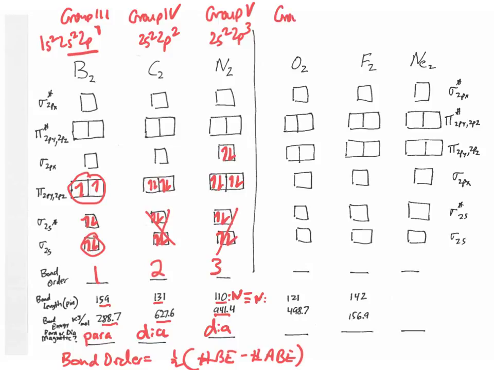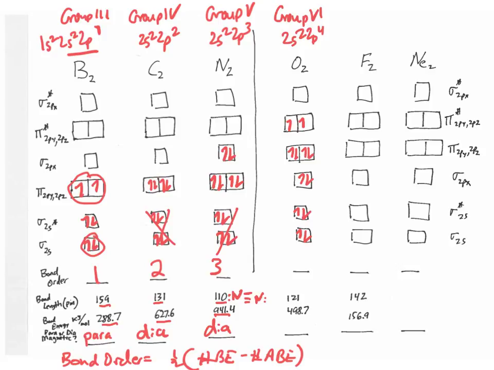So oxygen is in group 6, 2s2, 2p4, 6 valence electrons. 6 times 2 is 12. So let's put them in our boxes. 1, 2, 3, 4, 5, 6, 7, 8, 9, 10. And now we go to pi star, 11, 12.